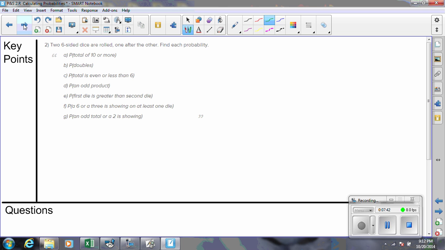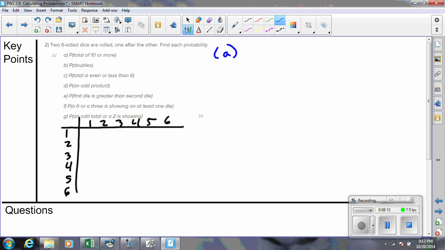Okay, part 2, or question 2. Two six-sided dice are rolled, one after another. Okay, so we have first one, then the second one. Please note that this is a piece that we could get by 1, 2, 3, 4, 5, 6 on the first, 1, 2, 3, 4, 5, 6. We could create the grid like we had done before. And for part A, we would like to know the probability that we get a total of 10 or more.